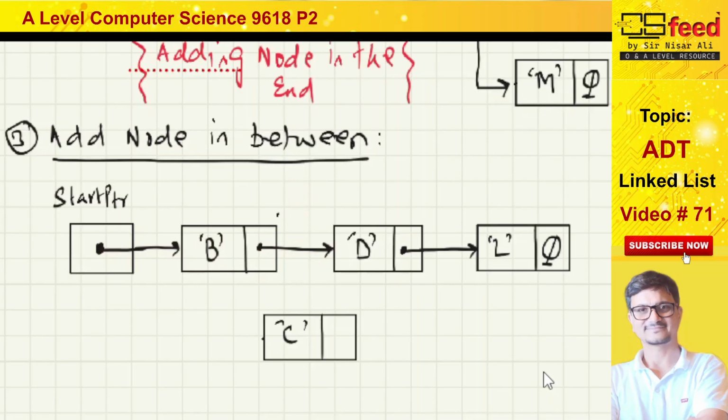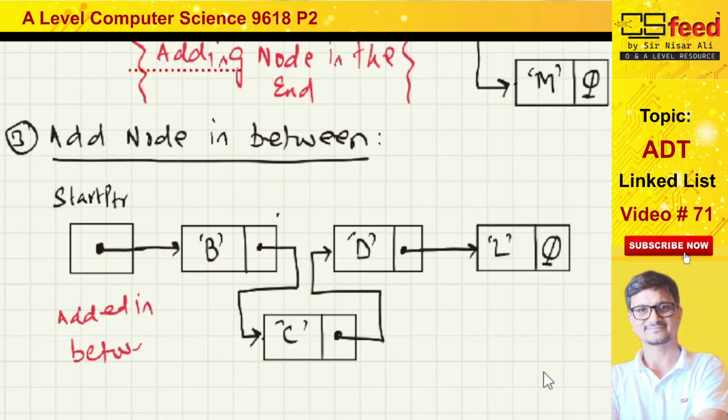So what we'll do now, again the same steps. We'll remove the pointer from B to D, and then this pointer will be pointing to C, and then C is going to point to D. This is how the node is added. The node is added in between, in its right place, in its right position.